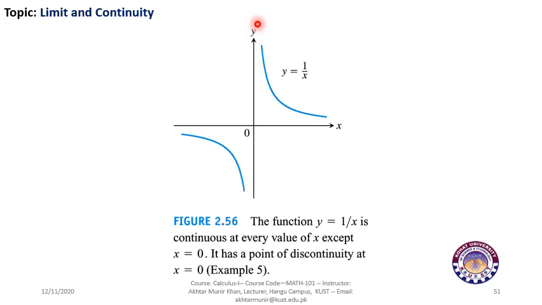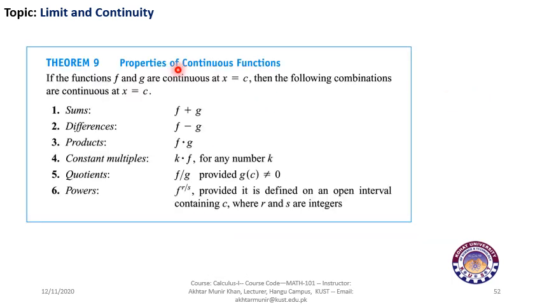Now we move to a very simple example which we use frequently, the rectangular hyperbola y equals 1 over x. Here the function is again discontinuous at x equals 0 because the limit approaches infinity. So it means that the limit at x equals 0 is not finite. The properties of continuous functions are similar to those of limits.